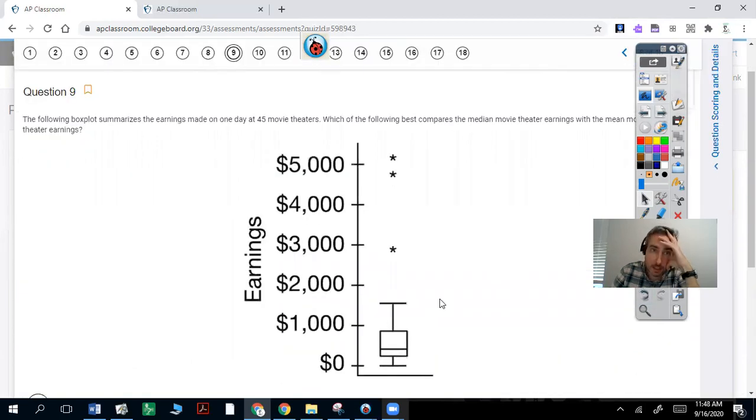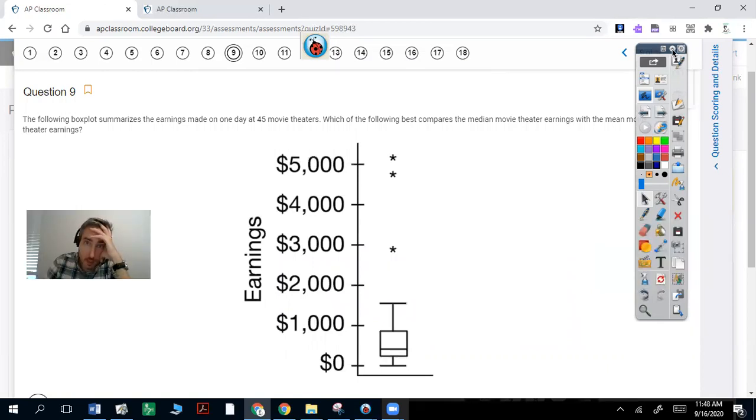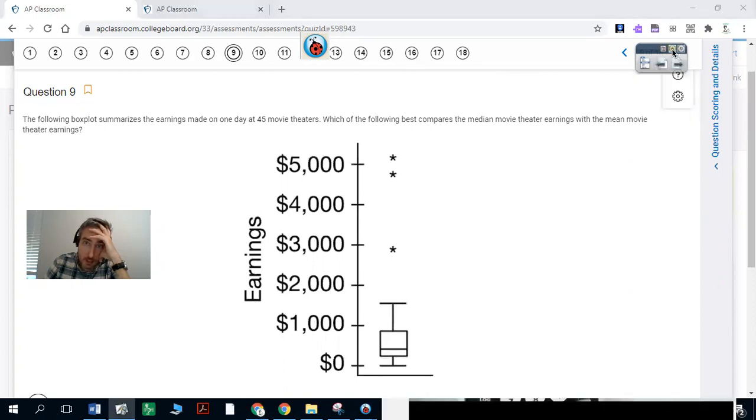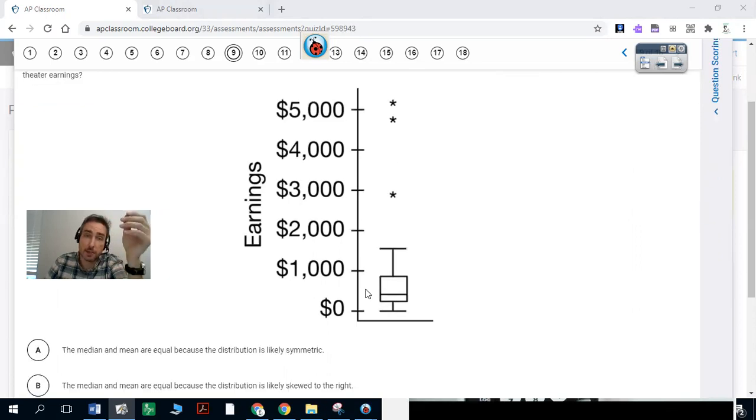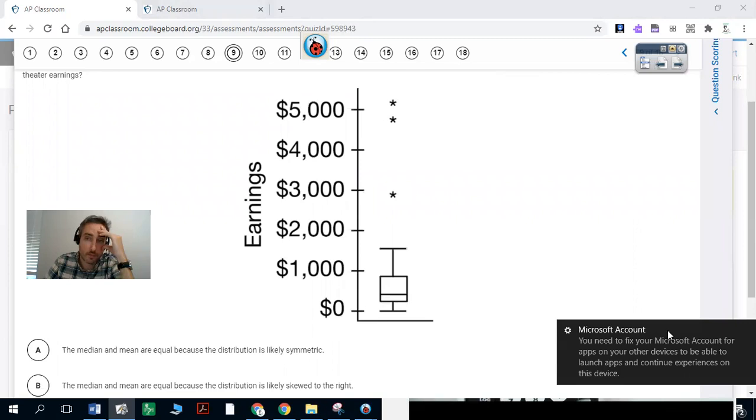Number 9, the following box plot summarizes the earnings made on one day at 45 movie theaters. Which of the following best compares the median movie theater earnings to the mean? So you've got a box plot here, then you've got these huge outliers, 3,000, a little bit under 5,000, a little bit over 5,000. You know that the mean is going to be higher, okay?